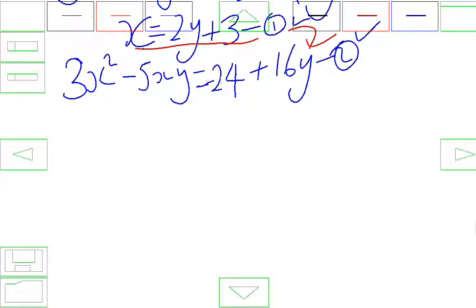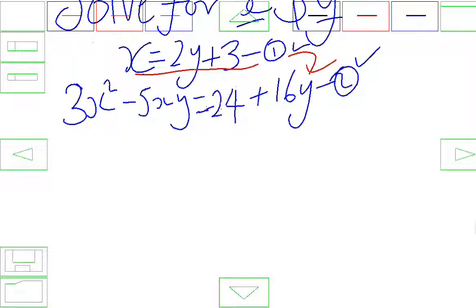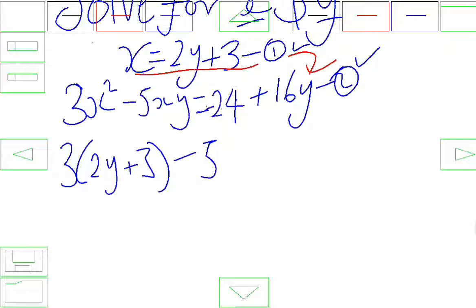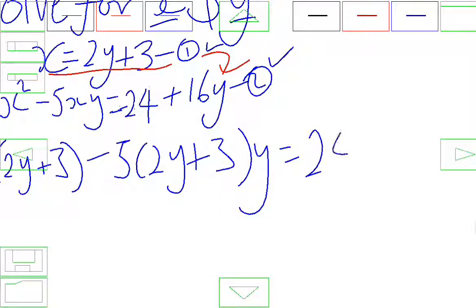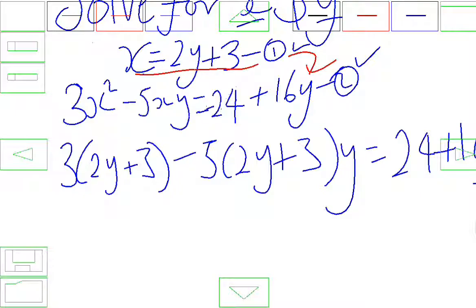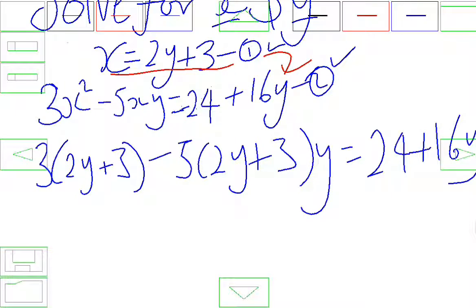So we can say 3 all into (2y plus 3) squared, then 5 all into (2y plus 3) times y, which will equal 24 plus 16y. So now, oops, don't forget the square.